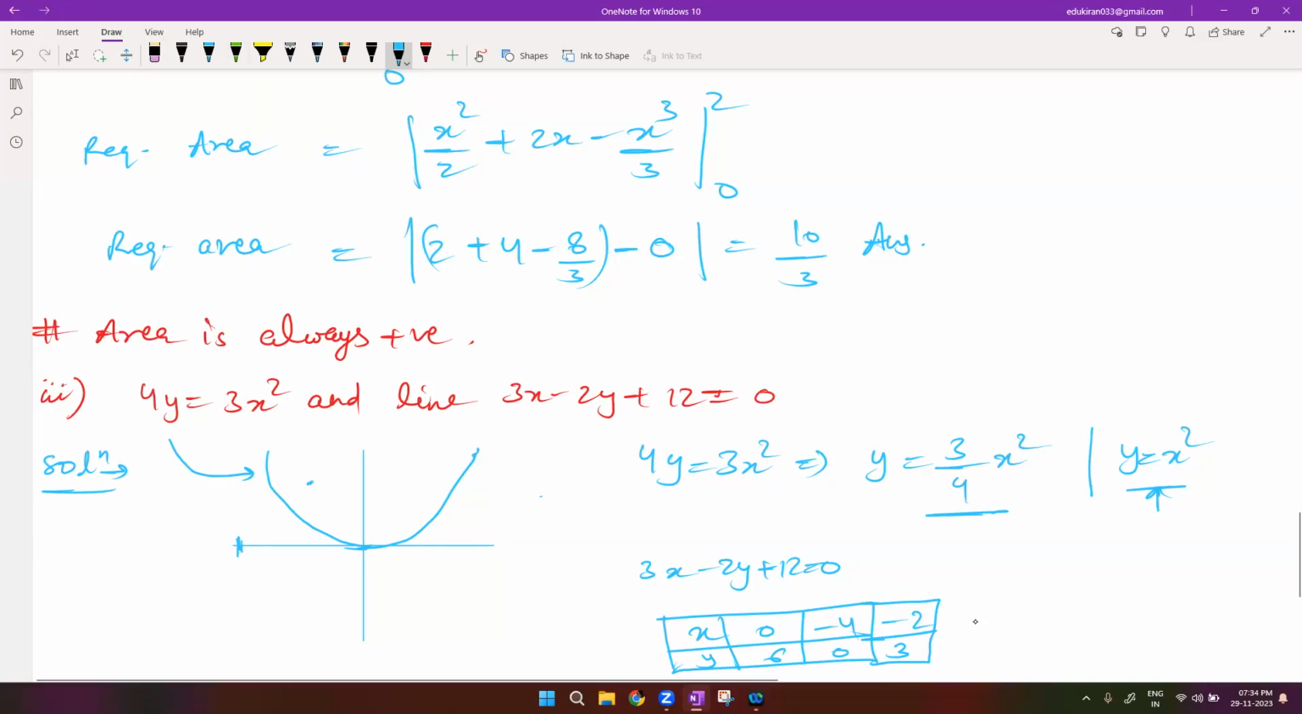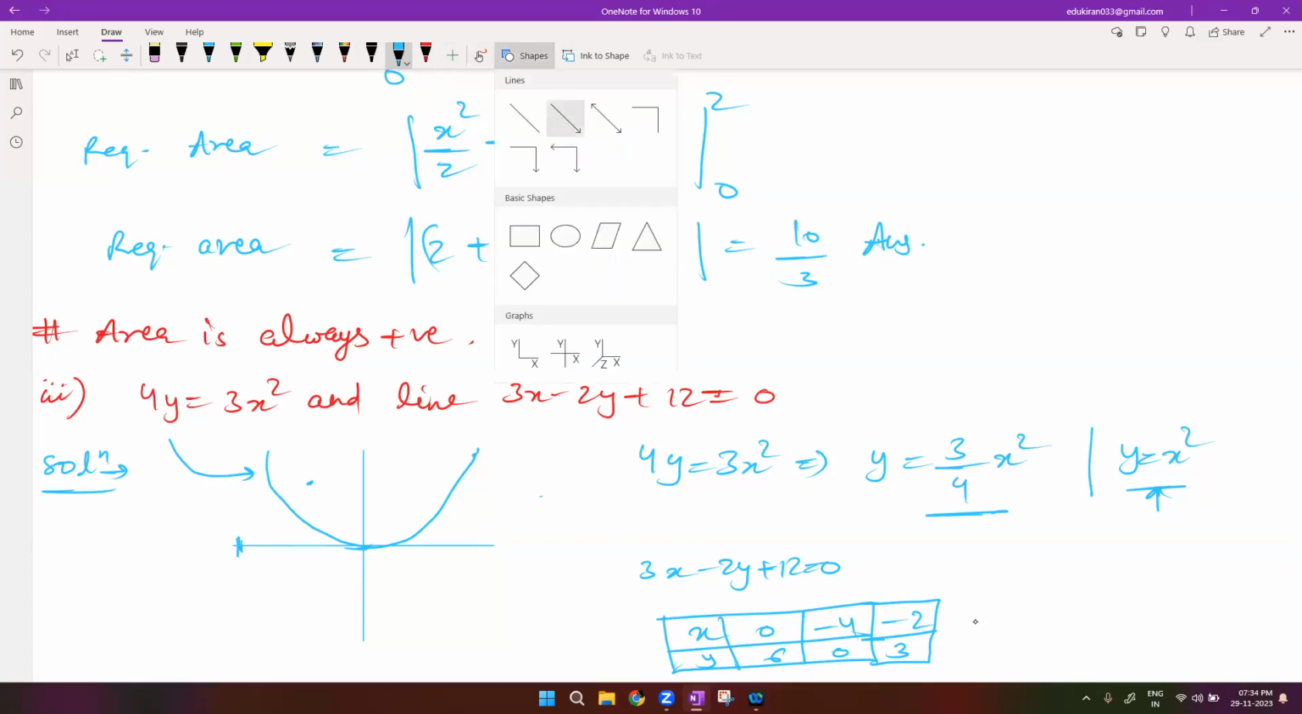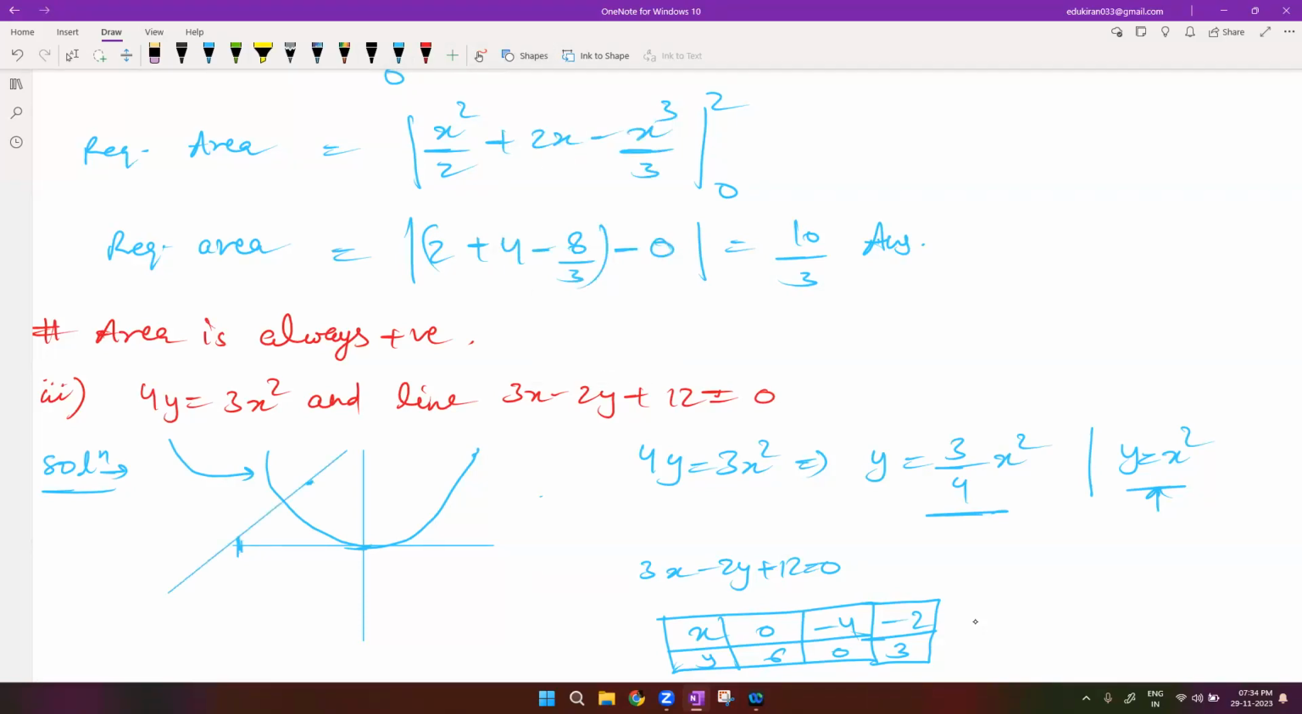Somewhere here. As I said, we don't need to scale it. We just need to know how they are situated.